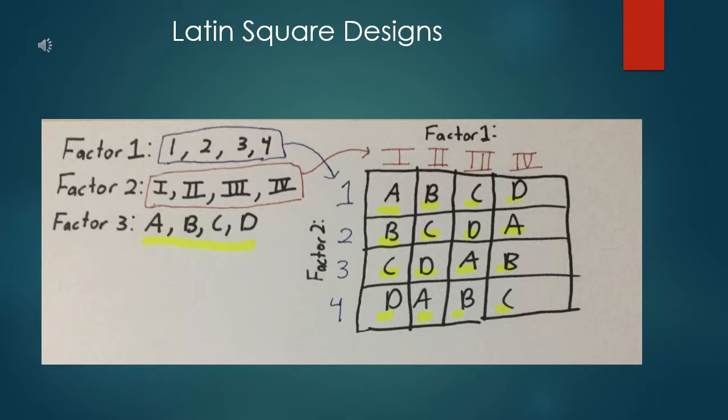For example, say you have an experiment with four variations of the three factors. Factor 1's variations are assigned numbers 1 through 4. Factor 2's variations are assigned Roman numerals I through IV. Factor 3's variations are assigned letters from the Latin alphabet, A through D. Each square in the grid represents a combination of the three factors. I highlighted three random squares to show how they are different combinations of the three factors.